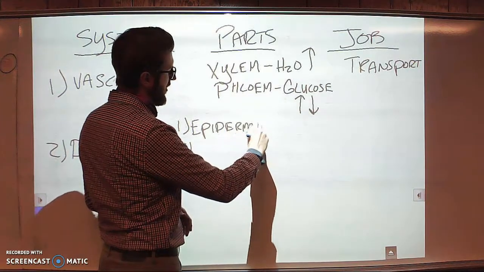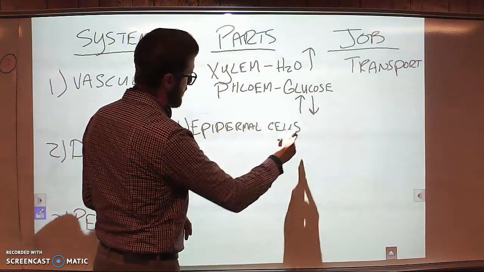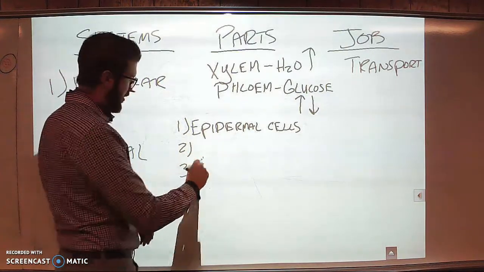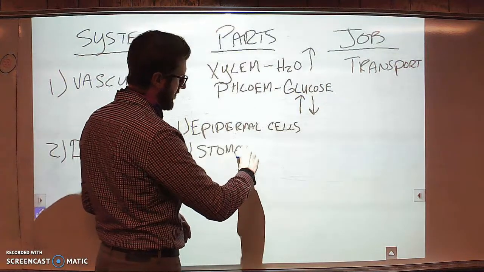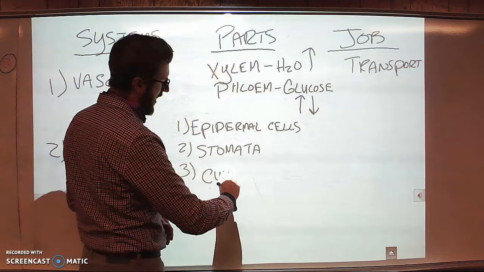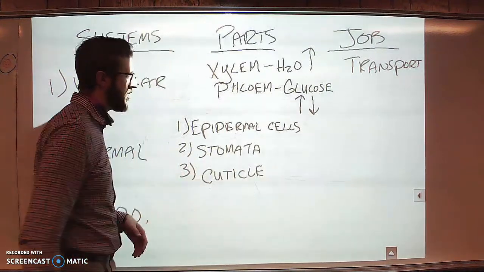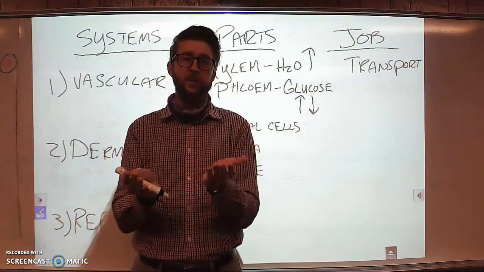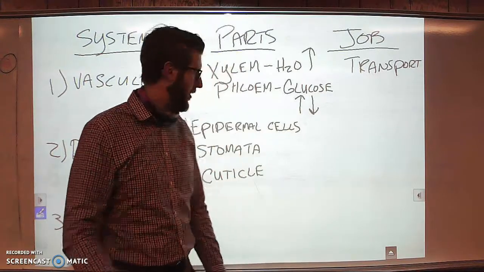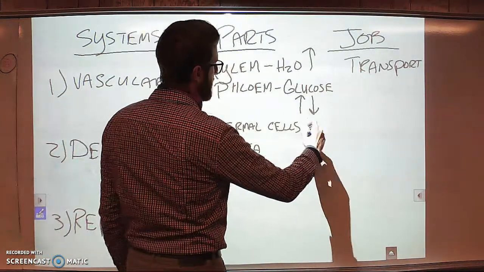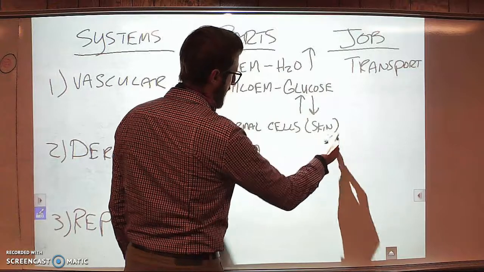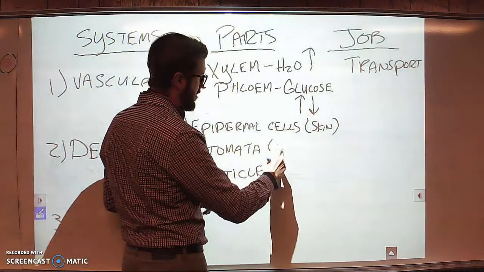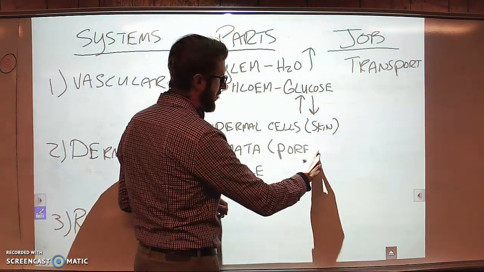One is the epidermal cells. Two is the stomata, which we've talked about, and the third one is the cuticle. Okay, so epidermal cells are like the skin that wraps around the outside of the plant. It does the same thing that your skin does. So when I say epidermal cells, I'm basically talking about skin. It's the equivalent of your skin. Stomata are the equivalent of the pores in your skin.